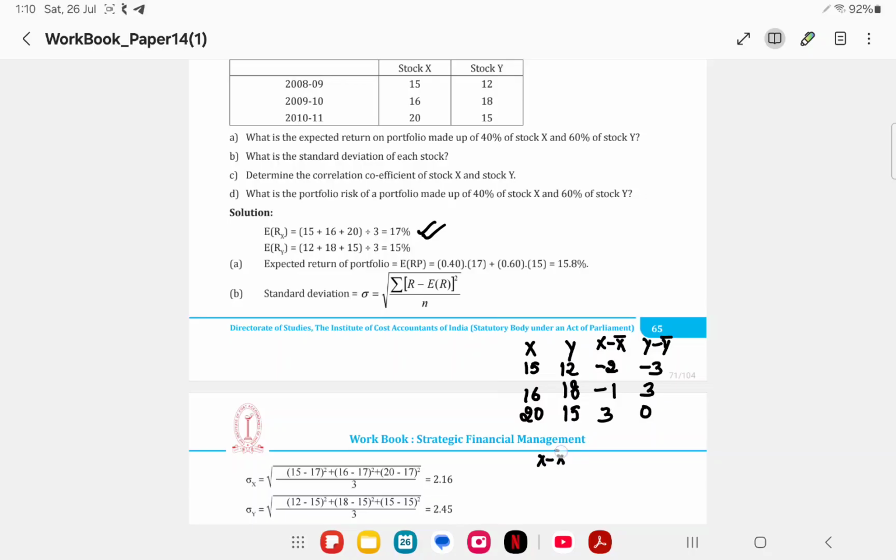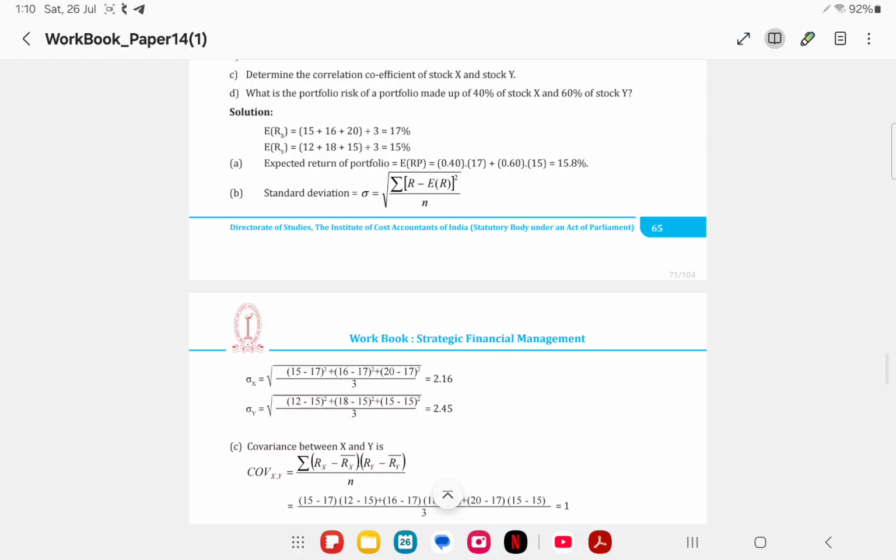Then we'll calculate (X minus X mean) whole square and (Y minus Y mean) whole square. So it will be 4, 1, 9 and 9, 9, 0. (X minus X mean) whole square and (Y minus Y mean) whole square is the one that we require. Here it is 9, 9, 0 and here it is 4, 1 and 9. So 4 plus 1 plus 9 is 14, and 9 plus 9 is 18.